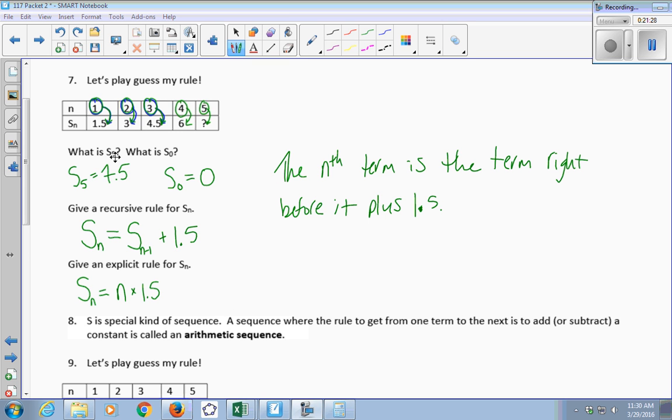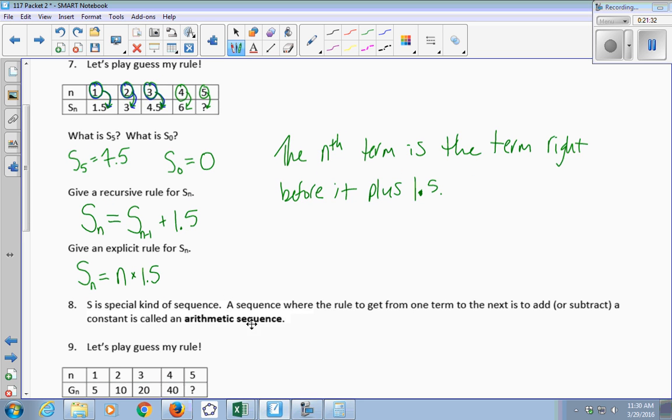All right. So in number 7 here, this is a special kind of sequence. A sequence where the rule to get from one term to the next is to add or subtract a constant. In this case, 1.5 is our constant, right? Is called an arithmetic sequence.